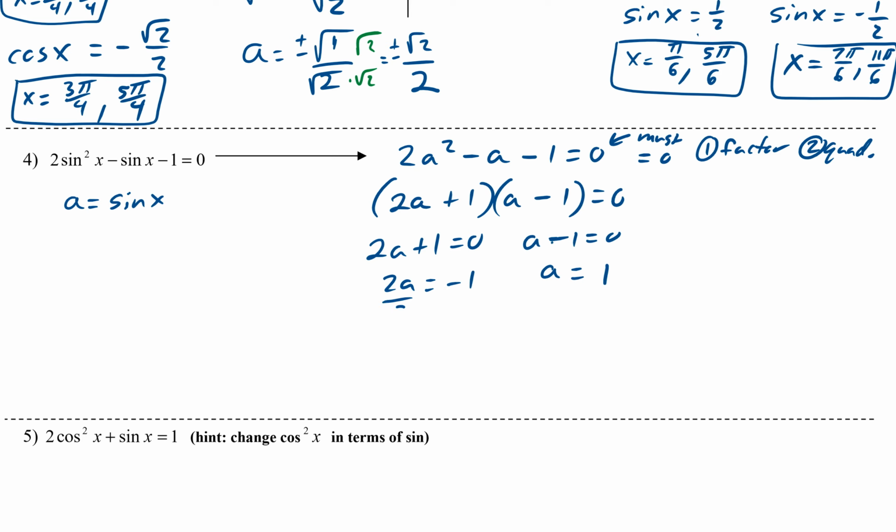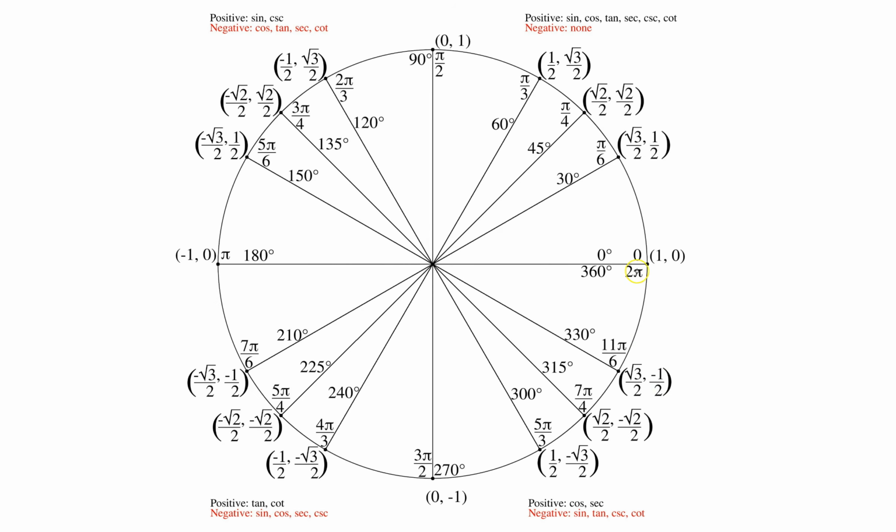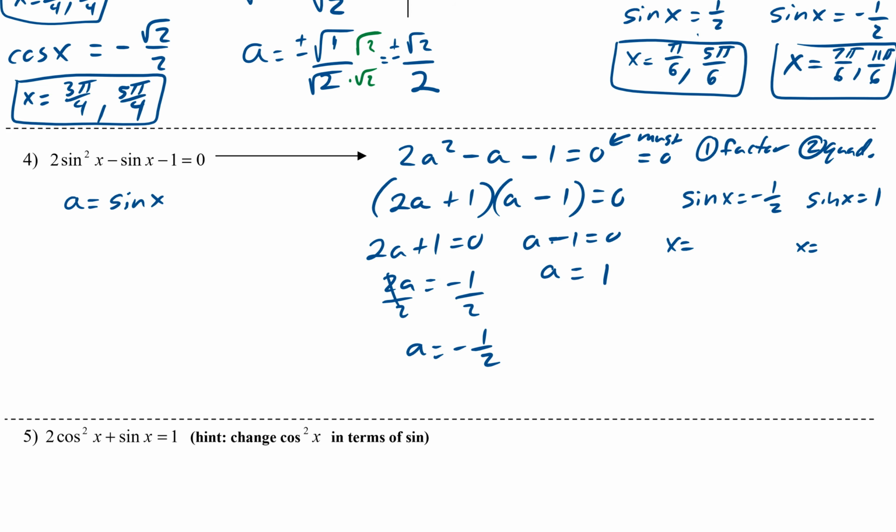And then we just solve. And there they are. So now we can rewrite them. So this means now, because a is sine of x, sine of x is equal to -1/2, and sine of x is equal to 1. So we are looking for the values of x that give us -1/2. So that's the y value, remember? So right here, so 7 pi over 6 and 11 pi over 6. Same two that we had right above.